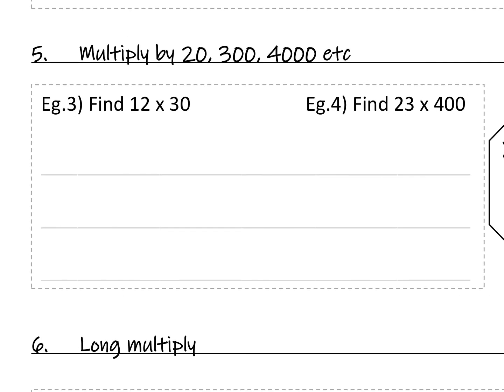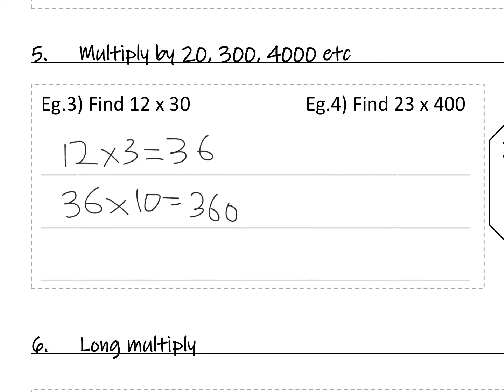In example 3, if we're going to times by 30, we can do 12 times 3, which is 36. And then take a new line and then do 36 times 10, which is 360. So we've multiplied by 3 and multiplied by 10, which is equivalent to multiplying by 30.